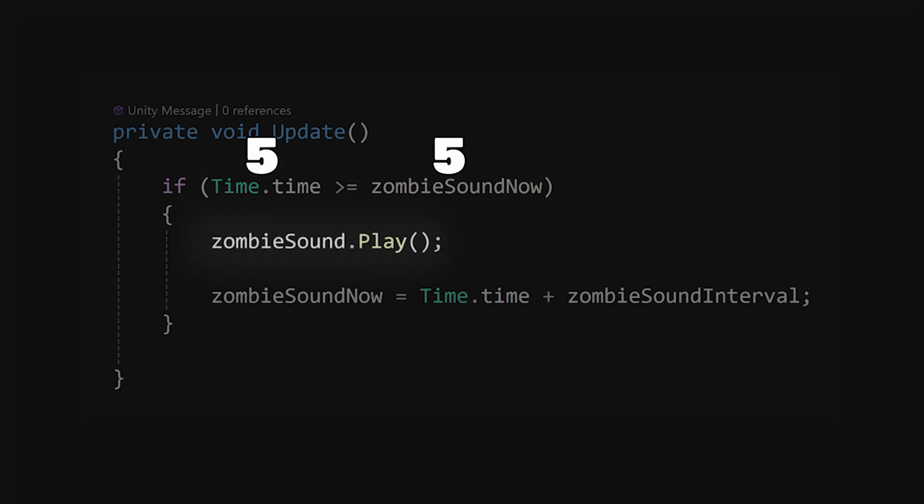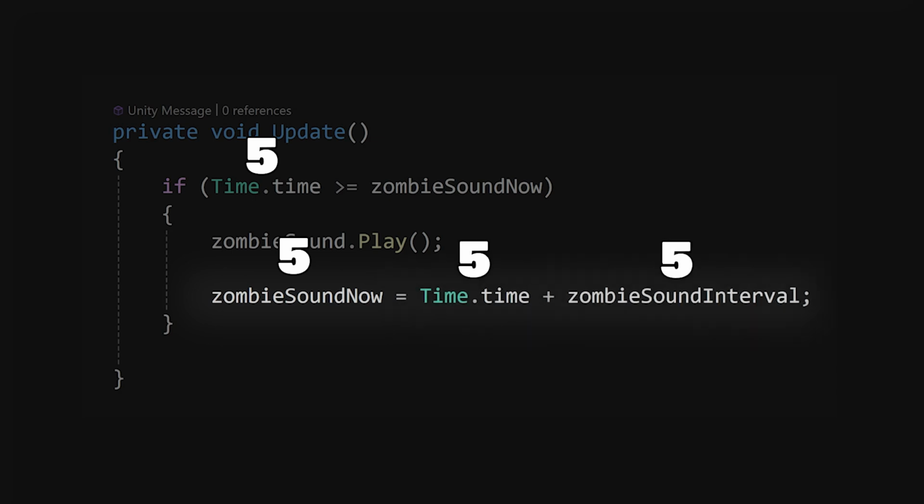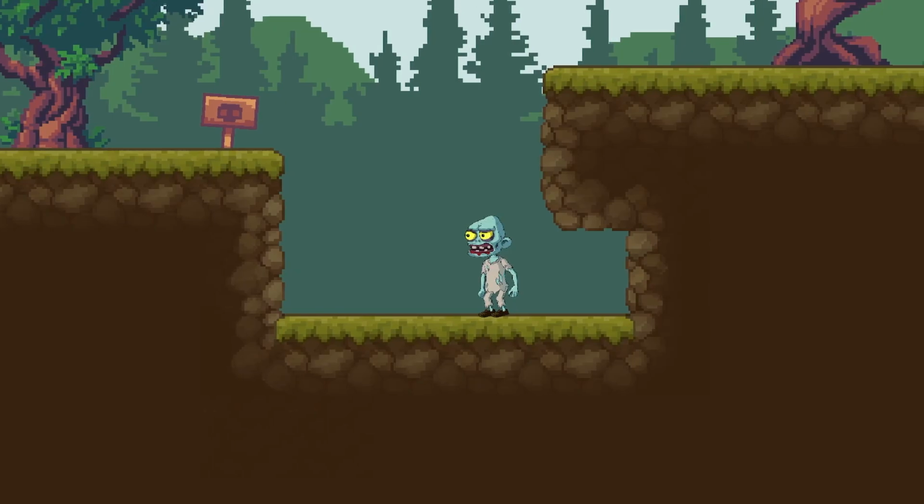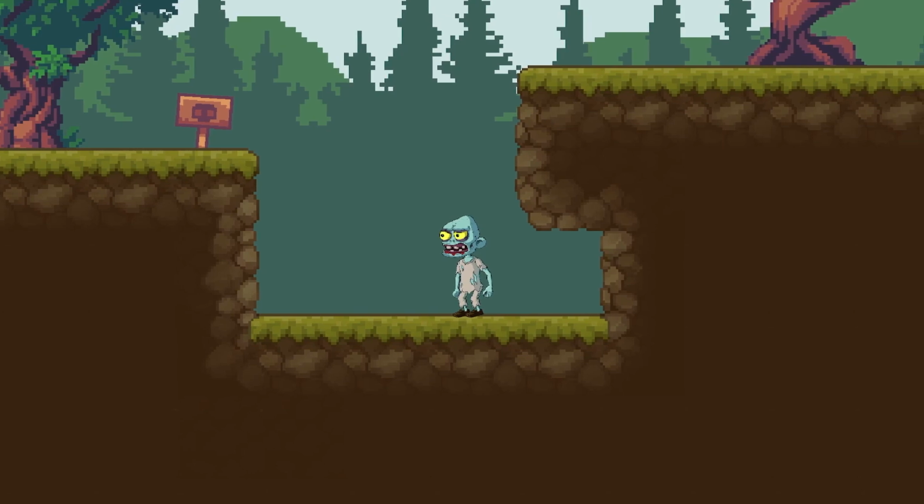We're gonna play the zombie sound, and right after we're gonna set the zombieSoundNow variable again to Time.time, which is 5, plus the zombieSoundInterval, also 5. Now this variable is 10, and our if statement is gonna be false again until Time.time has passed another 5 seconds and is also at 10. With this, our zombie will make a zombie sound every 5 seconds.